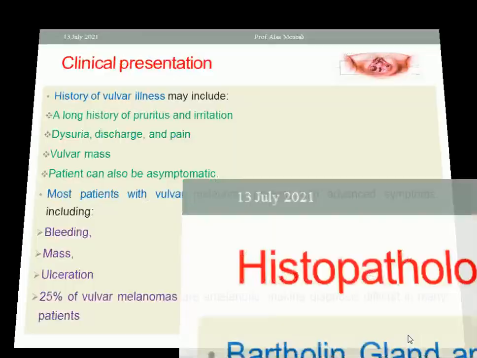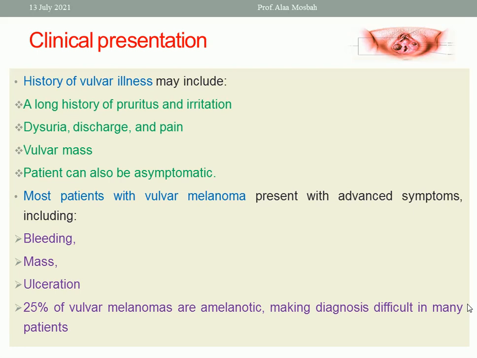What about the clinical presentation of vulvar cancer? There may be a history of vulvar illness; the patient may complain of a long history of pruritus and irritation, dysuria, pain, discharge, or a vulvar mass which is increasing in size, maybe bleeding from this mass. Also the patient may be asymptomatic and discovered accidentally during local examination for any reason.